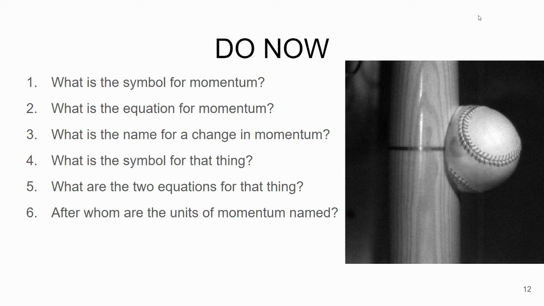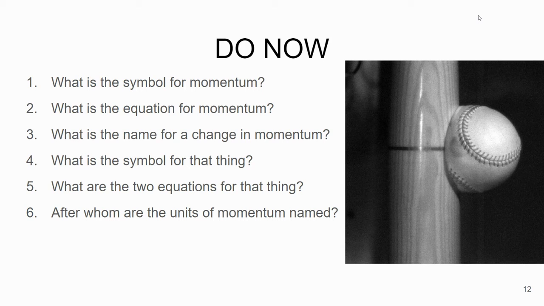Third question, what is the name for a change in momentum? This is impulse. So you can say change in momentum, but there's a special word for it. It's impulse. The fourth question, what is the symbol for impulse? The symbol for impulse is J for some reason and not I. That's just the way it is.